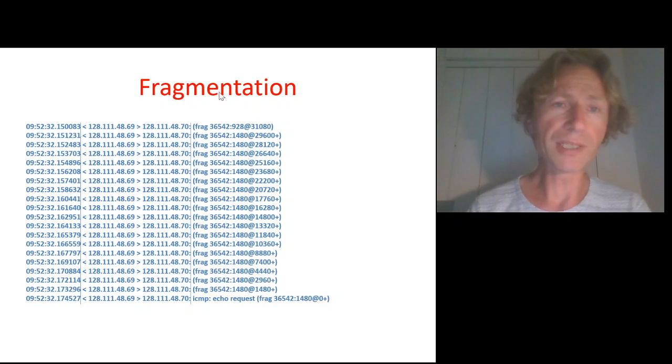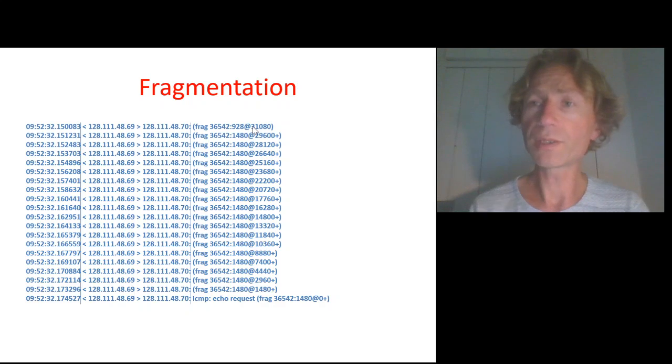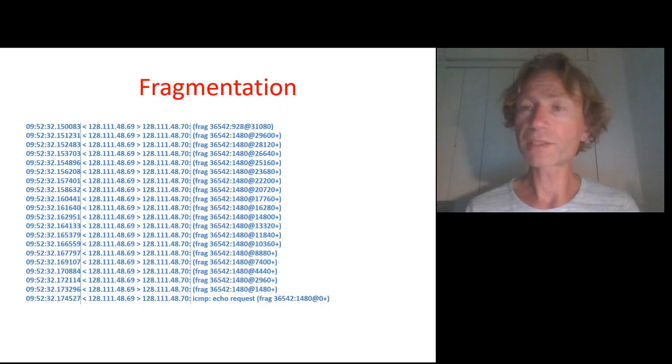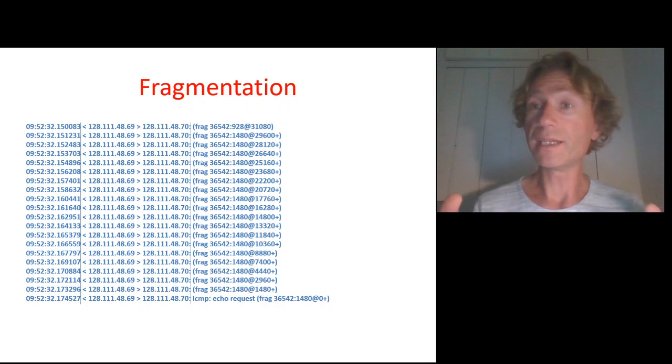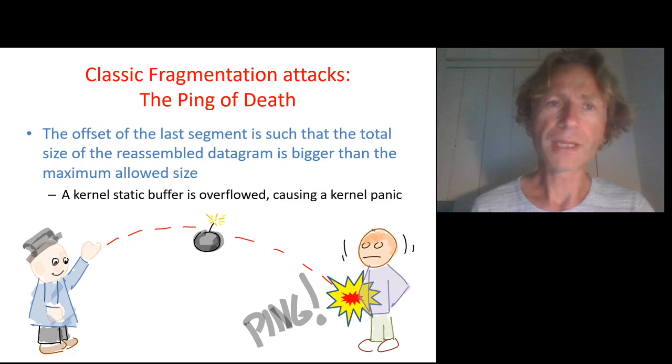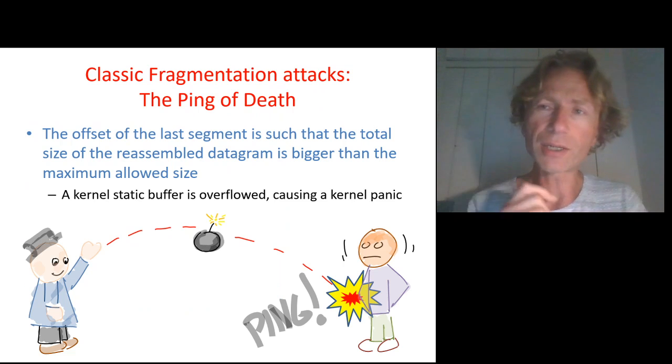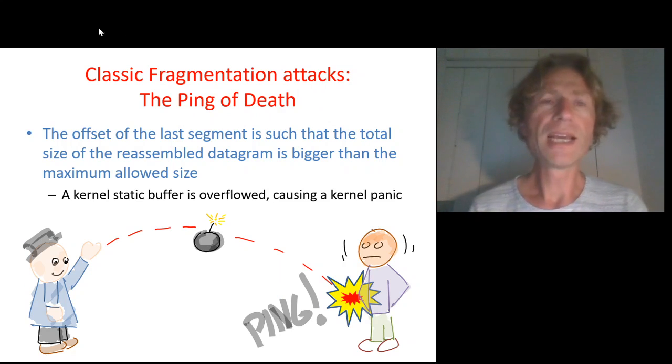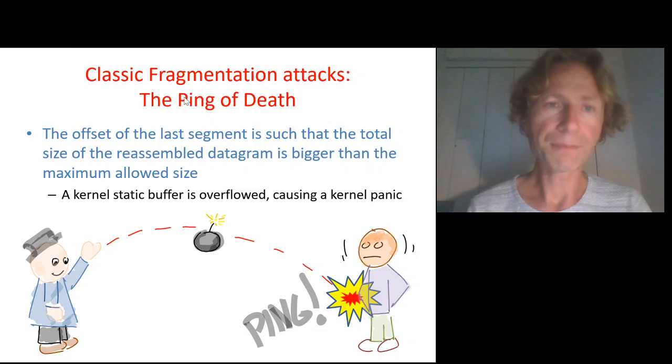Until we reach a very large offset. A maximum IP datagram is 64 kilobytes, so we can go to tens of thousands of bytes. So that's how fragmentation works. Now, one of the classic denial of service attacks that we've had in the past, and that no longer works today, is known as the ping of death.